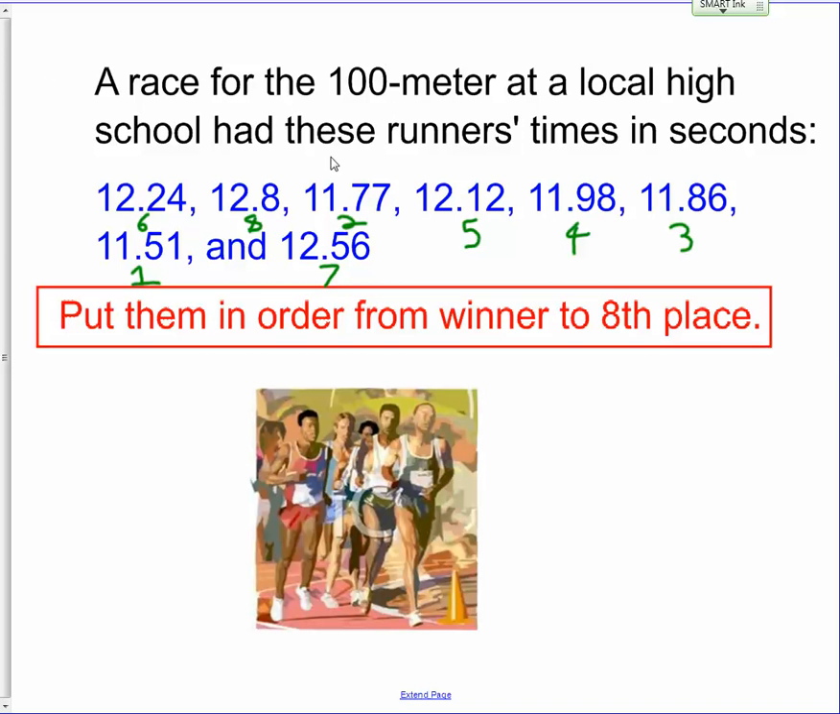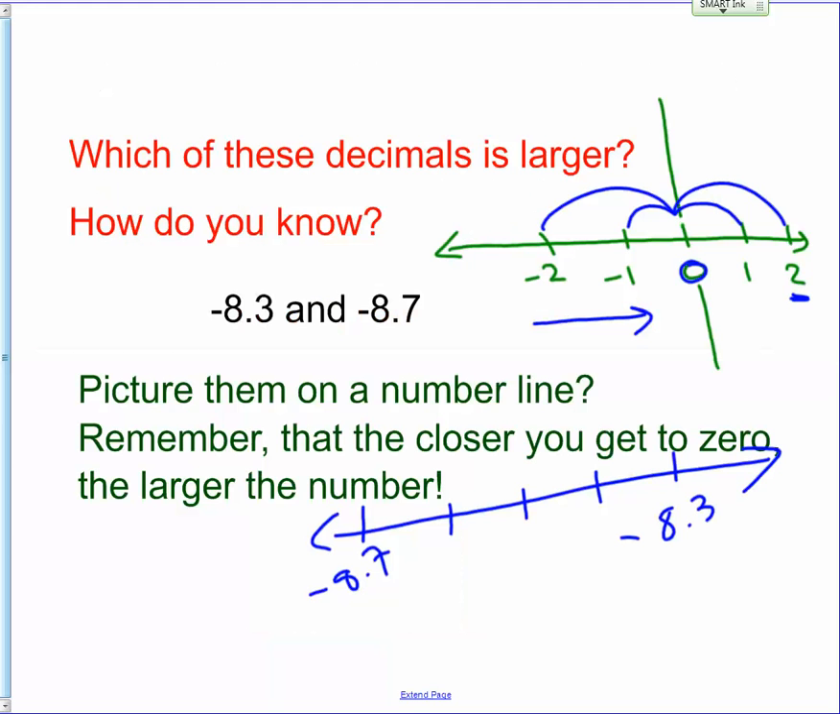And then for these races, you had to put them in order from the winner, the shortest time, to the slowest time. And we talked about how close these times actually are. And then I think in one class, Yasmin came up and put that on the board, and you guys gave thumbs up or thumbs down.